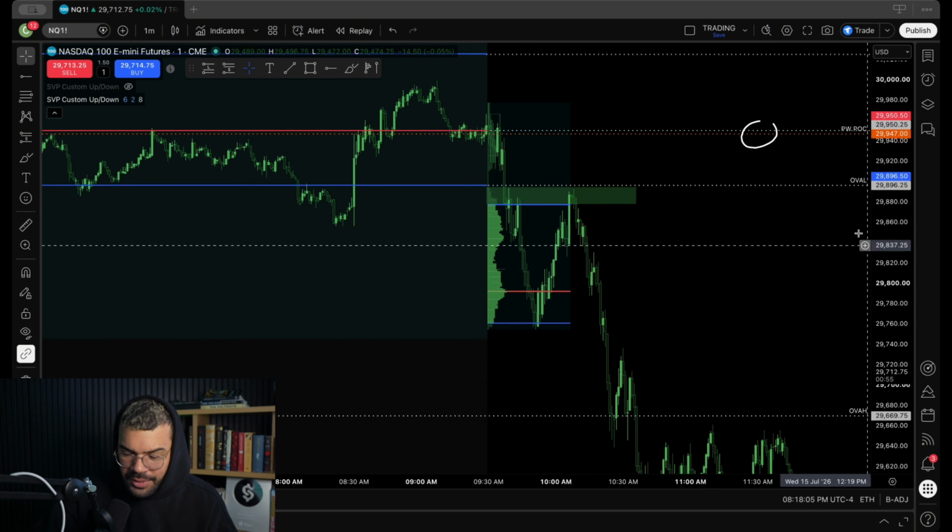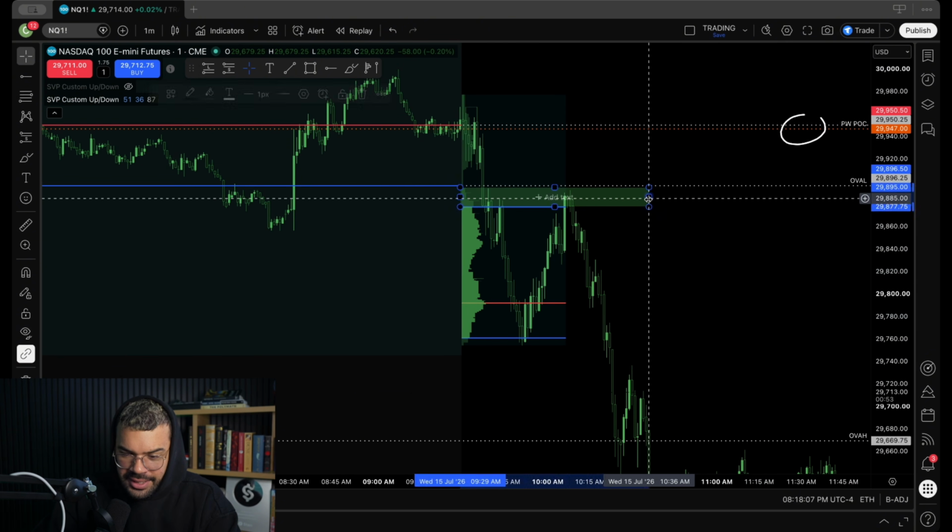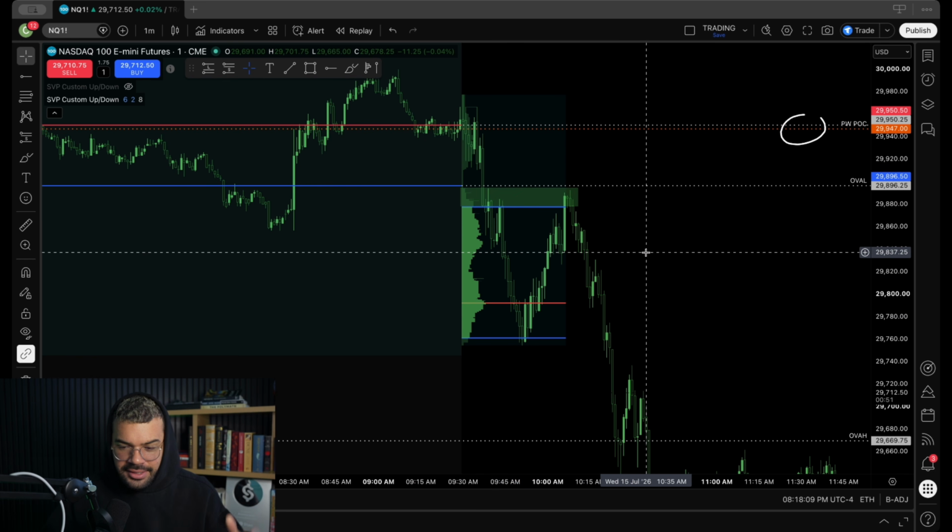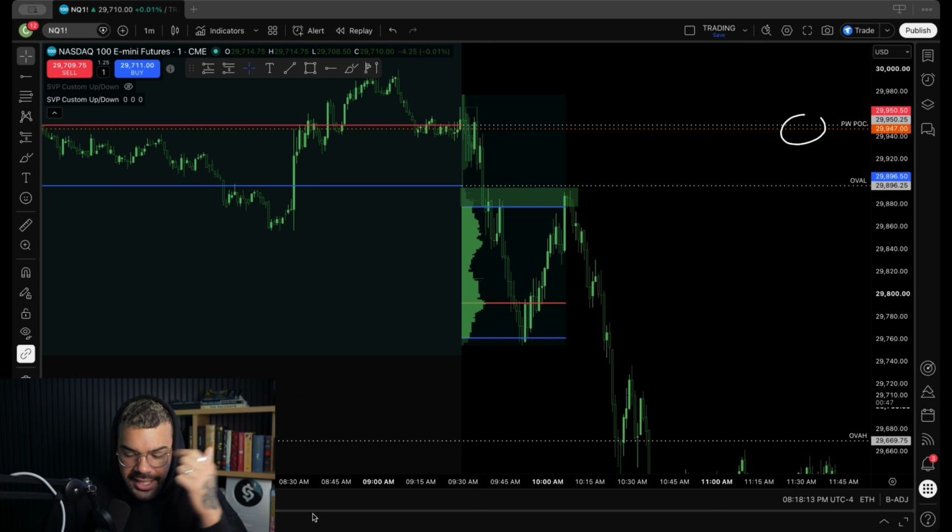I'm jealous that I'm not awake for the New York session because you guys get some of the cleanest overnight session setups ever. Really jealous of that. So that was today's trade setup of the day.